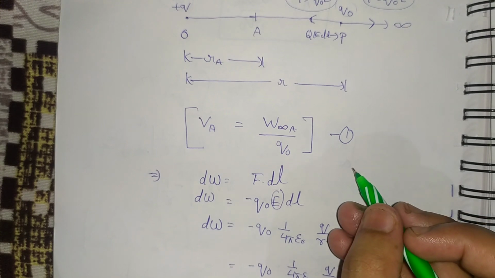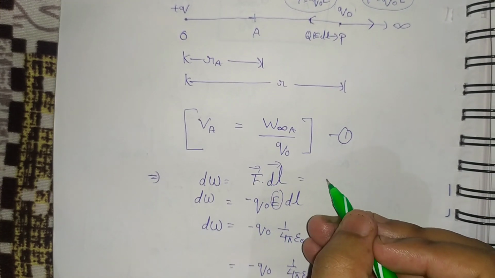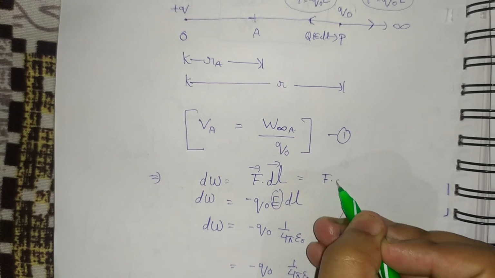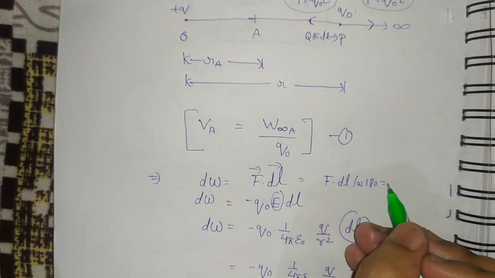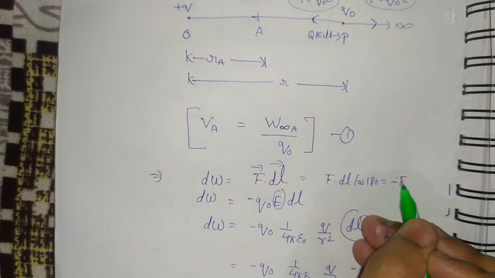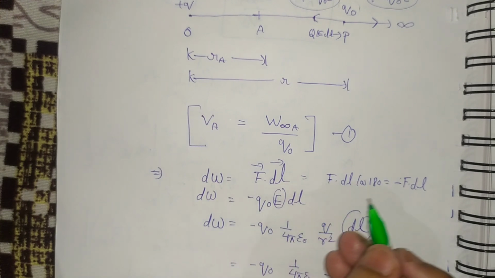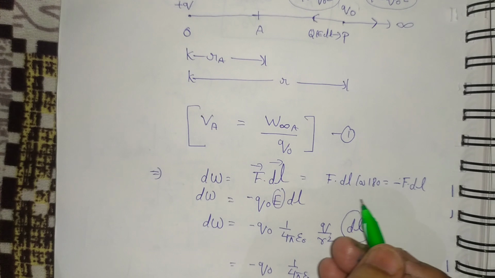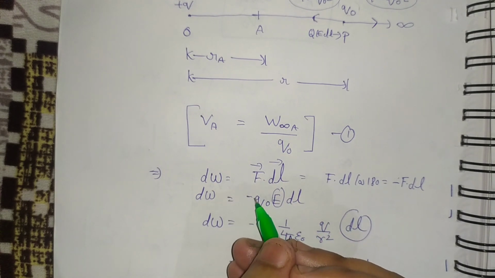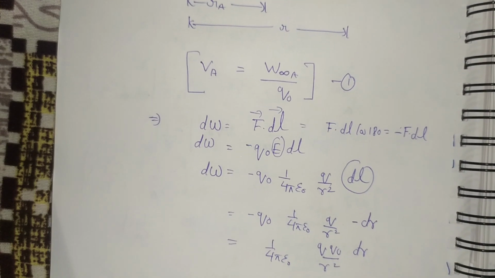Okay, we have dW equals F dot dl cos 180, and the value of cos 180 is -1, so that is equal to minus F dot dl. Then, when we place the value of F here, it becomes positive. Okay, you understand this topic?